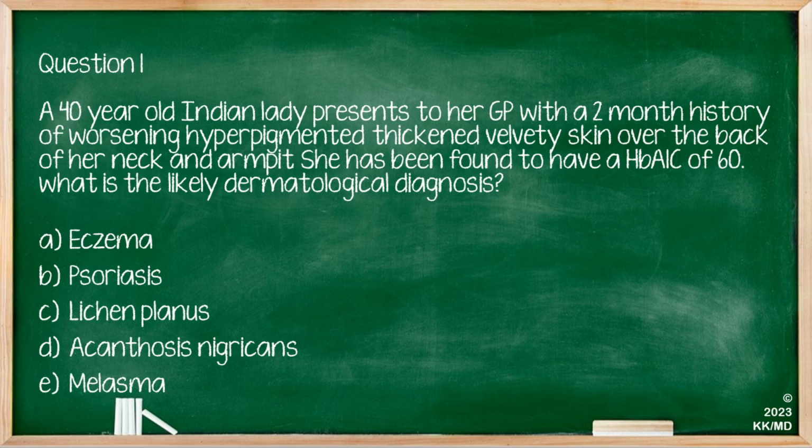Now for a question. So a 40-year-old Indian lady presents to her GP with a 2-month history of worsening hyperpigmented, thickened, velvety skin over the back of her neck and armpit. She has been found to have a HbA1c of 60. What is the likely dermatological diagnosis? So our options are eczema, psoriasis, lichen planus, acanthosis nigricans, or melasma. And so you'll recall from this presentation that acanthosis nigricans is the most likely answer in this case.